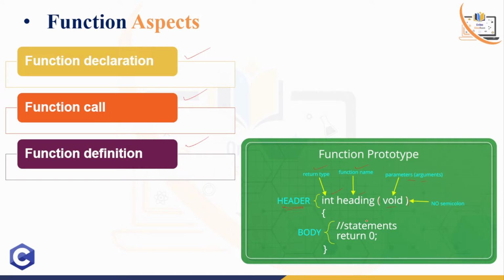Now we already discussed in the previous slide that if we want to write something inside a function, we have to write it inside the curly bracket open and curly bracket close. This is called the body of that particular function, right? So basically this is the structure of a function, how to write a function in a C program.